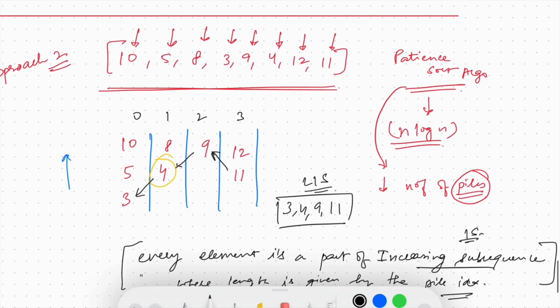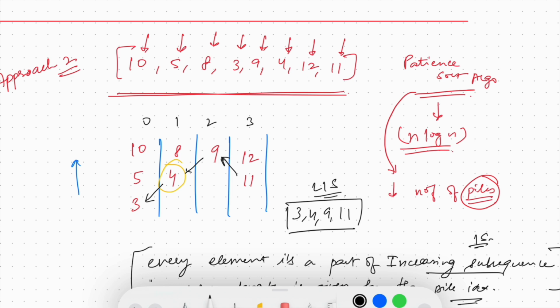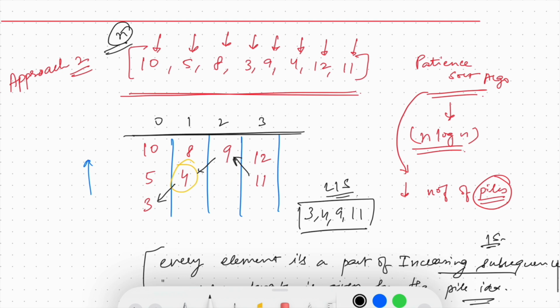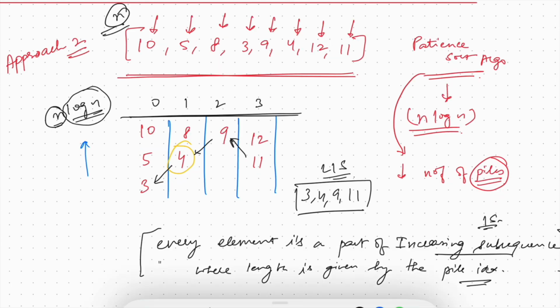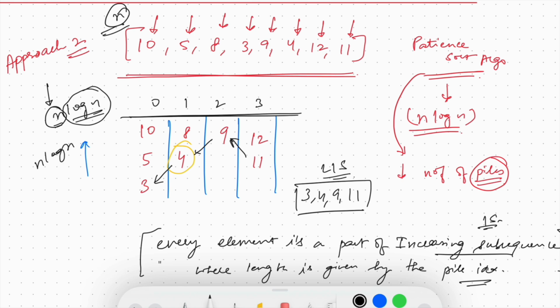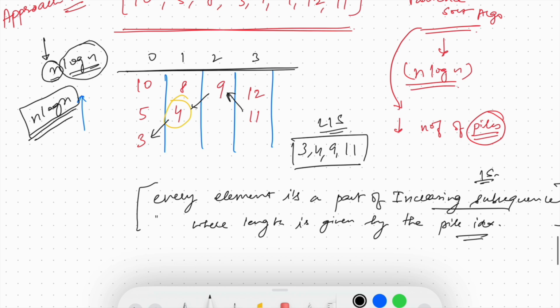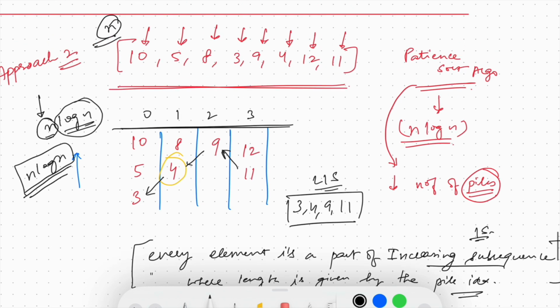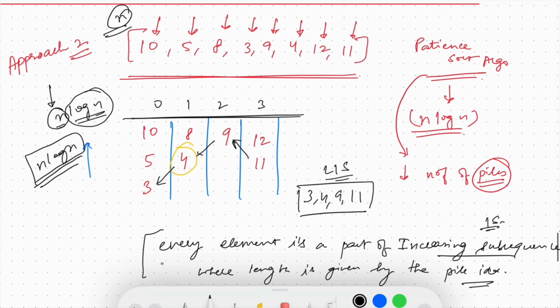So this was our patience sort algorithm where we are picking an element and inserting it into our piles using binary search. Using binary search we will find the insertion point, and at that insertion point we are going to insert the element. For binary search we are using log n time and we are processing it for each element. So this was the second optimized approach to find the length of the longest increasing subsequence using patience sort. Let's code this as well.